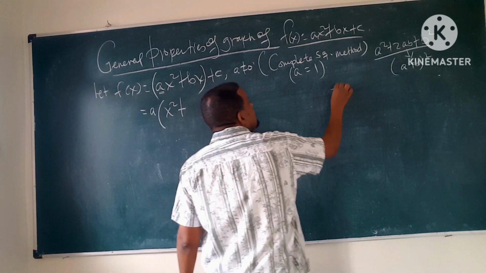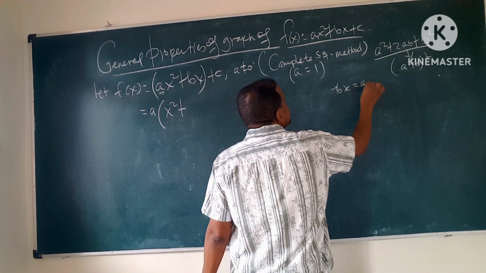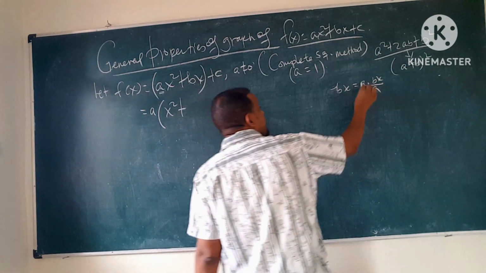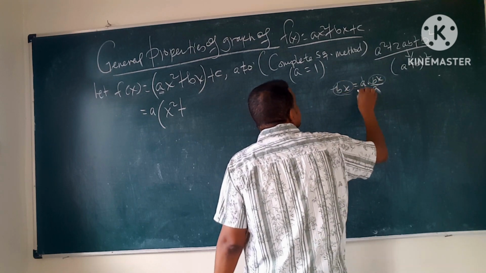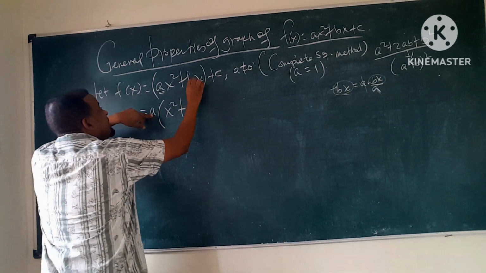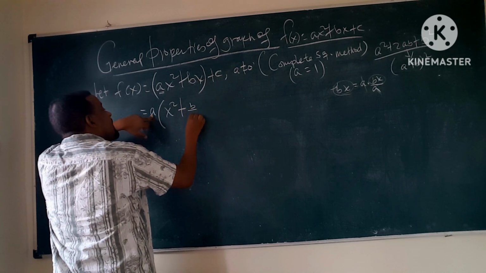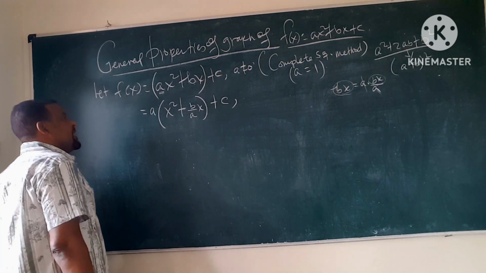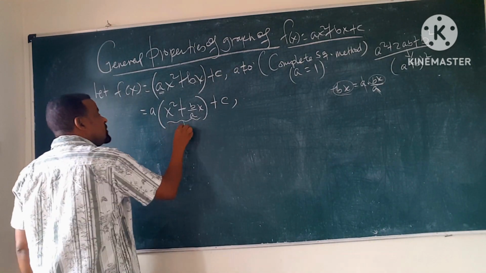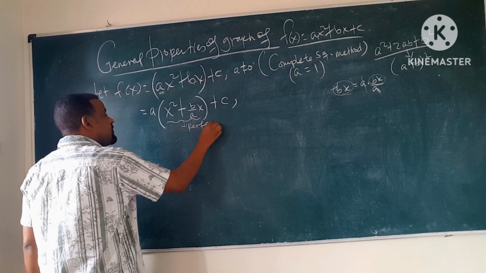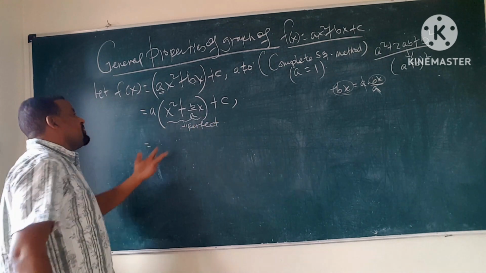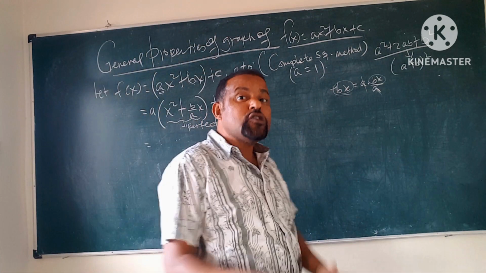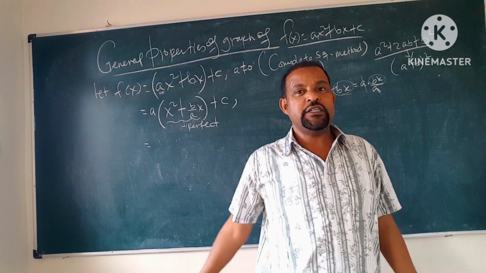Note that bx is equal to a times bx over a. They are equal. Okay, a cancels with a. So bx, and the a here multiplies it. Then plus c. Okay, now this is the one we make a perfect square. To make it a perfect square, we take the x coefficient b over a, divide it by two, and add the whole square at the end of the expression.